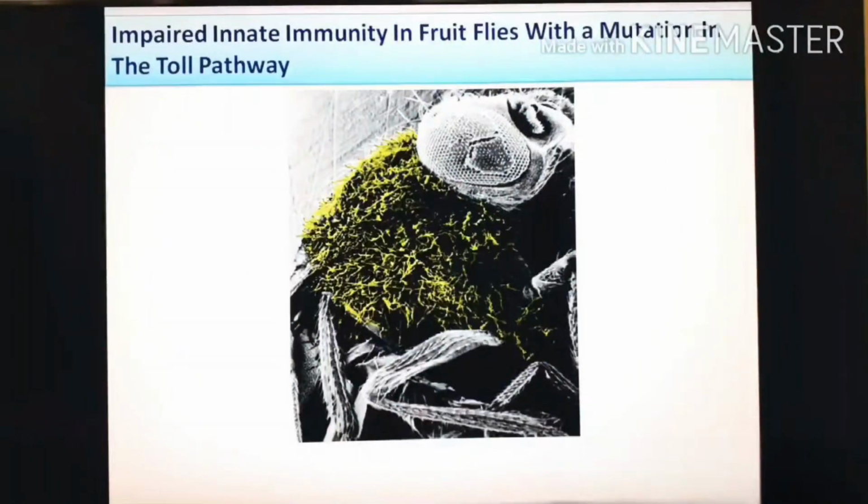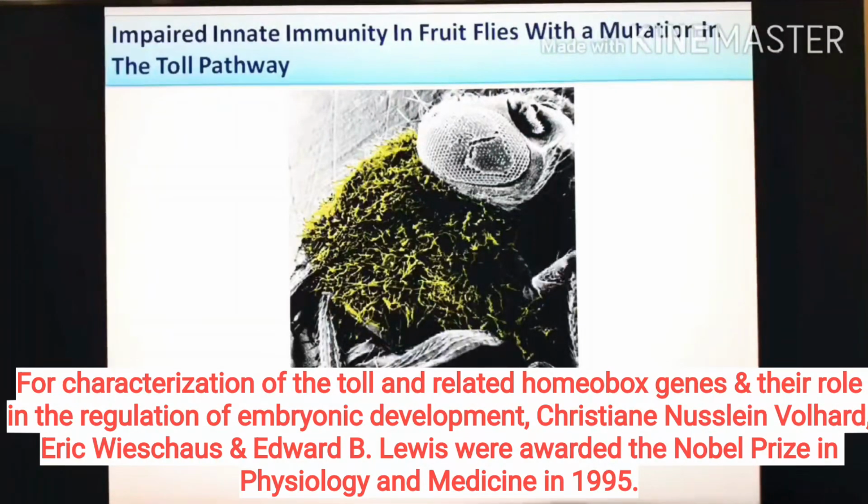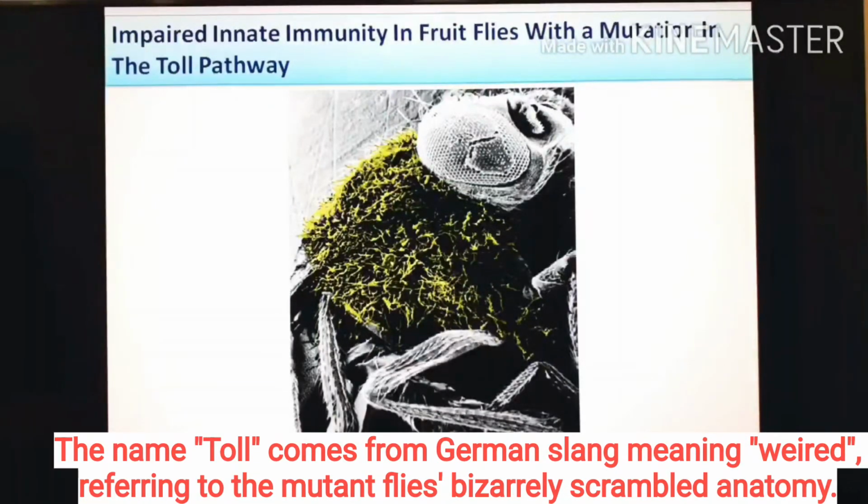In the first slide, you can see impaired innate immunity in fruit fly, the mutation in the toll pathway. In the 1980s, some German scientists discovered that a protein called toll is important for the dorsal ventral axis determination of Drosophila. The word toll is actually German slang. It means weird. Those Drosophila have a mutation, a non-functional toll protein. They have a visually scrambled anatomy.